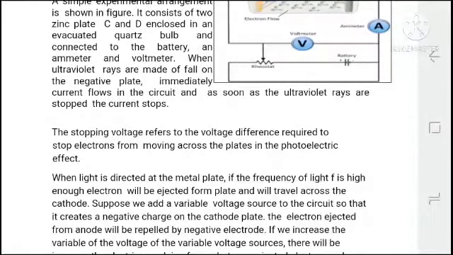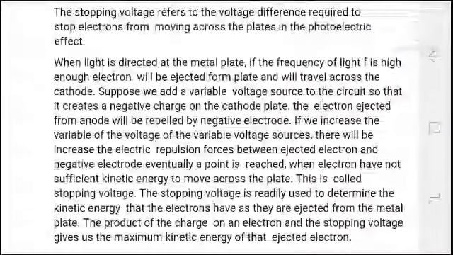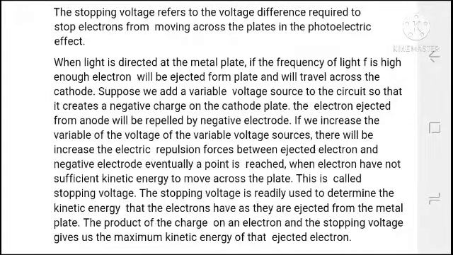The stopping voltage refers to the voltage difference required to stop the electrons from moving across the plate in the photoelectric effect. When light is directed at the metal plate, if the frequency of light is high enough, electrons will be ejected from the metal plate and will travel across to the cathode. Suppose we add a variable voltage source to the circuit so that it creates a negative charge on the cathode plate. The electrons ejected from the anode will be repelled by the negative cathode.